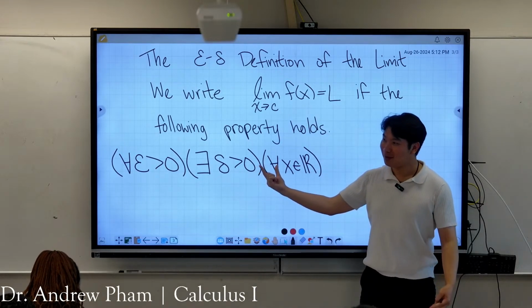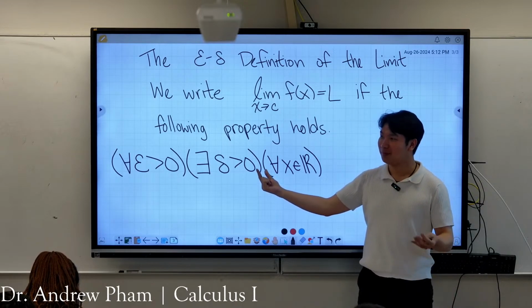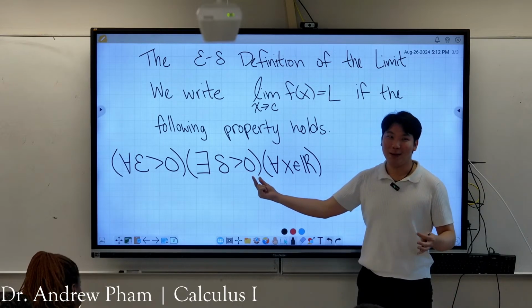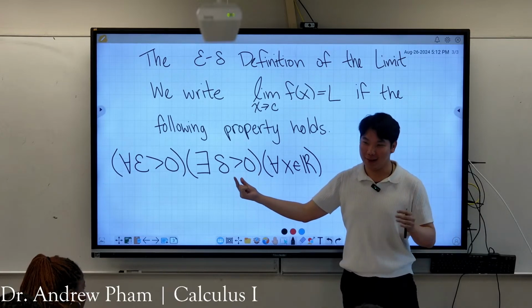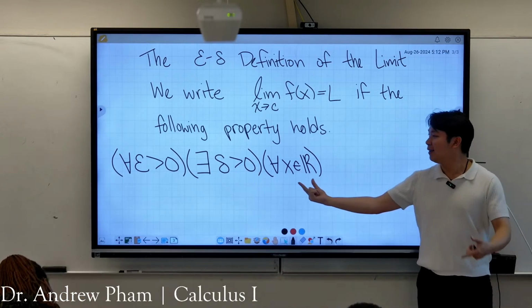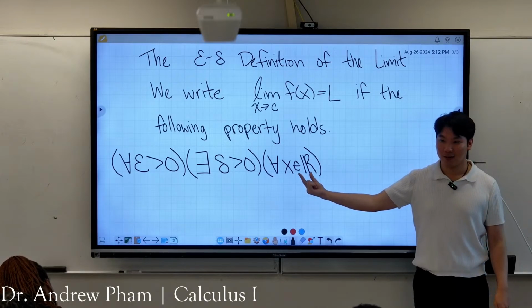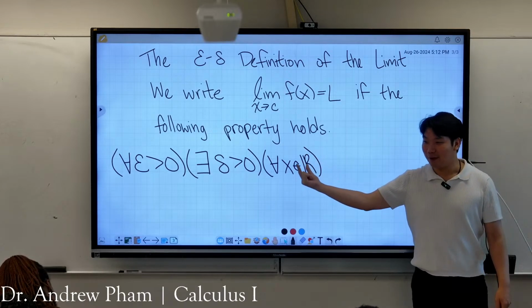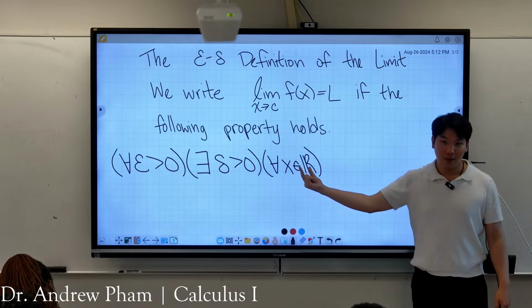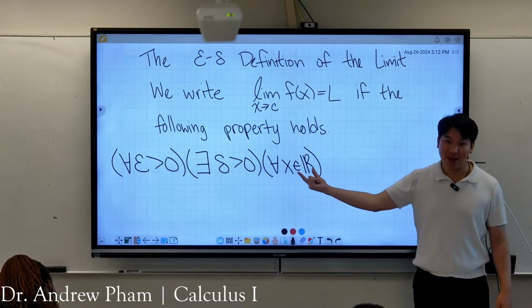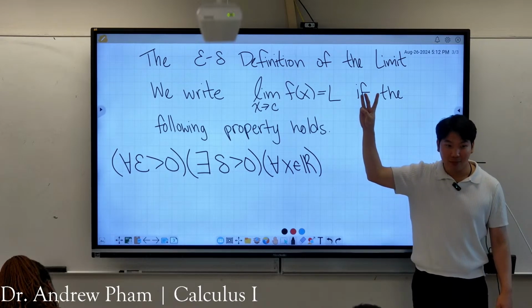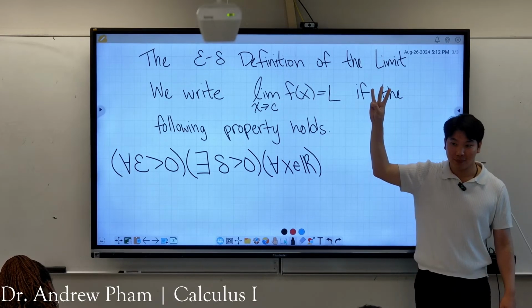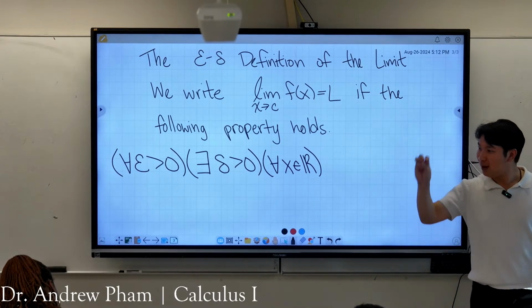Second part, a little out of sync, but yes, there exists a delta greater than 0. Yes, for all x belonging to a set of real numbers, or more quickly, for all real numbers x. So this is not the definition. We haven't said anything. This was just saying we have 3 variables, epsilon, delta, x. So 3 things.